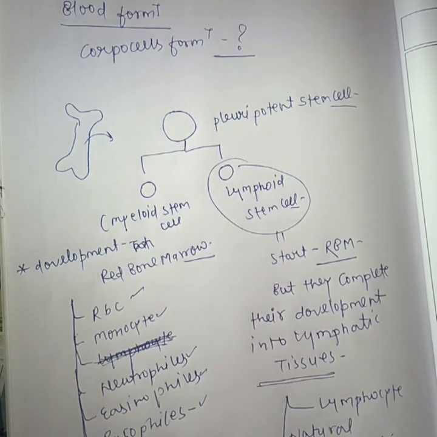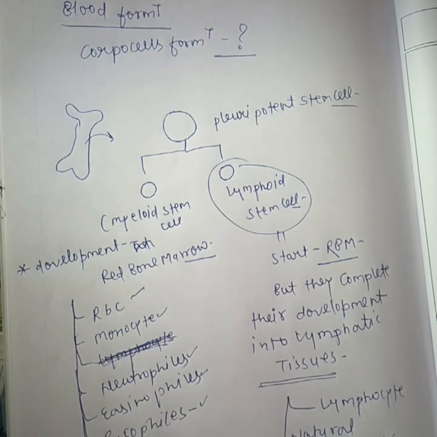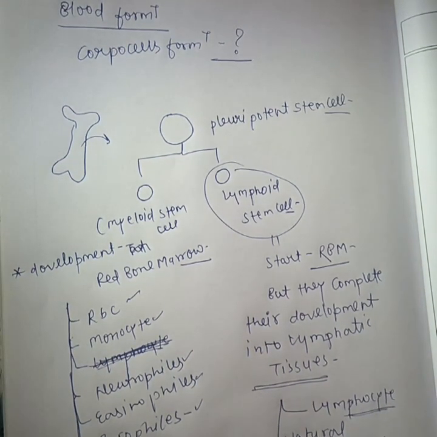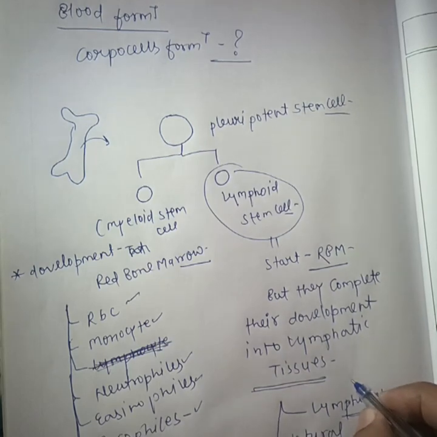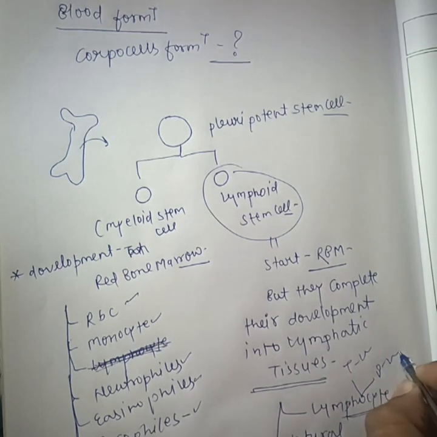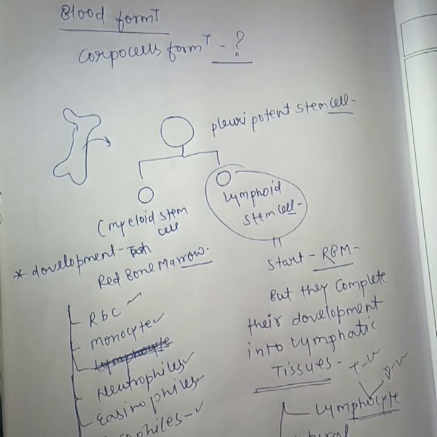Eosinophils, basophils, and neutrophils are described as granulocytes, or granular leukocytes, whereas monocytes and lymphocytes are not. The lymphocyte will be further divided into T lymphocyte and B lymphocyte.